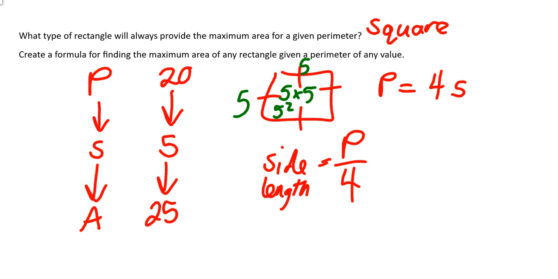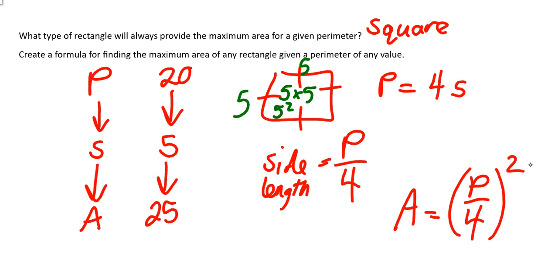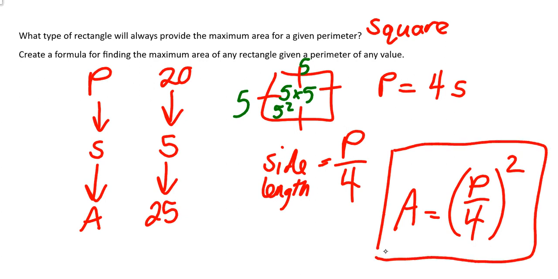So for my formula then, to get area, I just take my perimeter and divide it by 4. That will give me what one side is. And then I take that answer and I square it to get the area. So this formula is an important one to use.